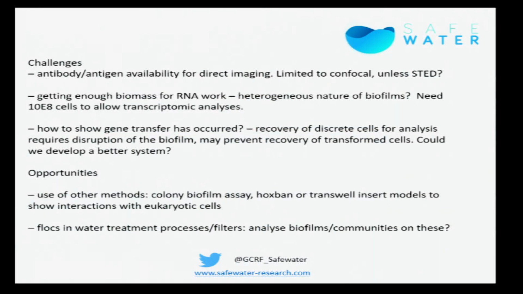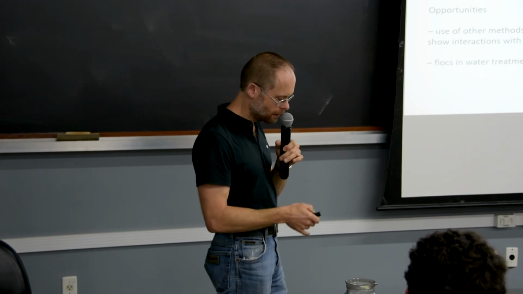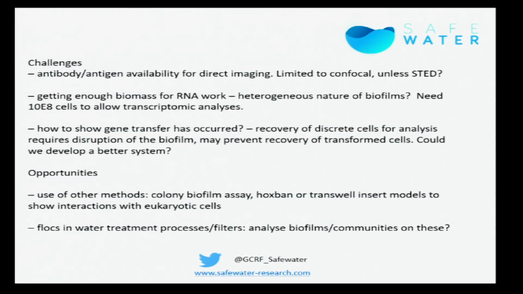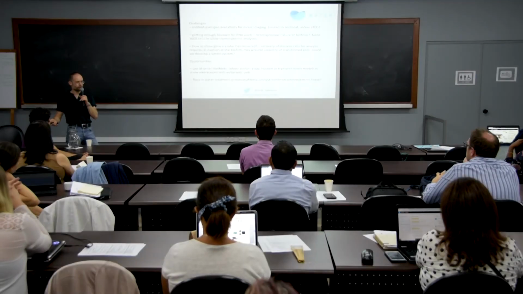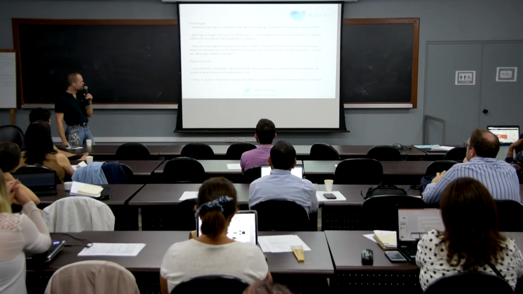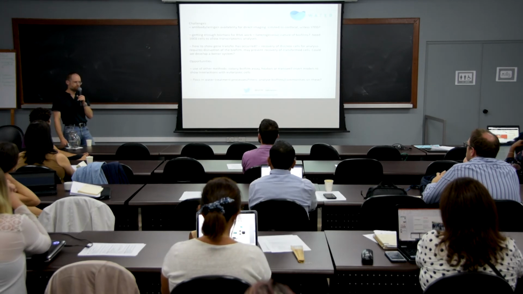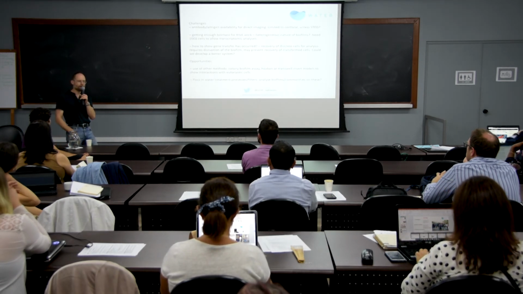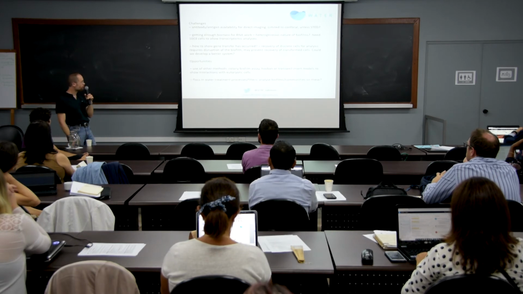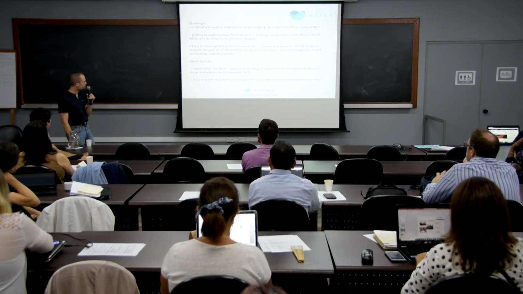If we want to show gene transfer with the enterococci, we simply allow the plasmid transfer to occur, and we select the transformants on antibiotic containing agar. Very simple, very straightforward. We can calculate transfer efficiencies. But if we're doing this in a biofilm, we've got to disrupt the biofilm to get individual cells that we can then plate out onto agar and see how many we've got. And that disruption may completely destroy our ability to count the transformed cells. So we might need to develop a better system for that.